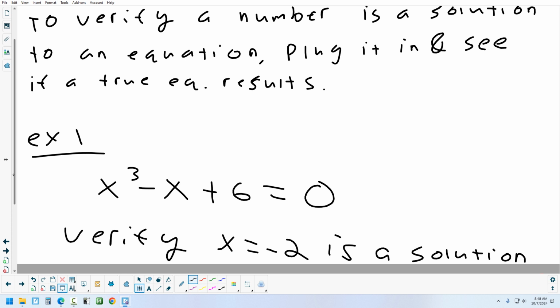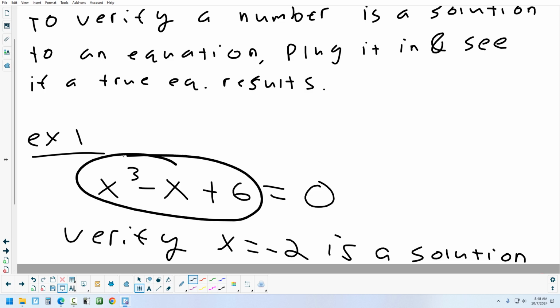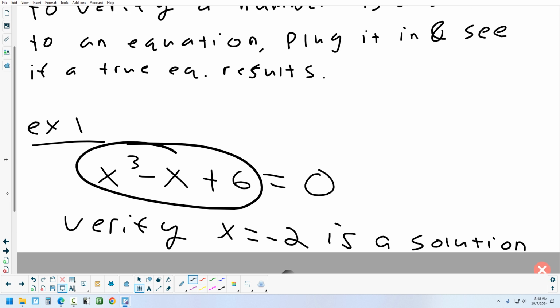So in the example that they're giving us, they want us to verify that -2 is a solution. So if -2 is a solution, when I plug in -2 on the left side and I do everything out, what am I going to end up with when I do all of this out? If -2 is a solution. You get 0. I should get 0. Yep. All right, so let's see what we got.